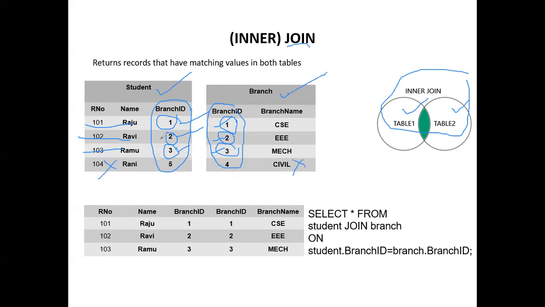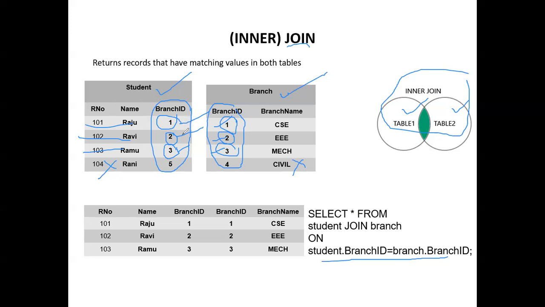Now with this join statement, the tables will be joined based on this branch ID whenever they are the same. So this condition we have written: whenever the branch ID is the same in both the tables, then you join those records.